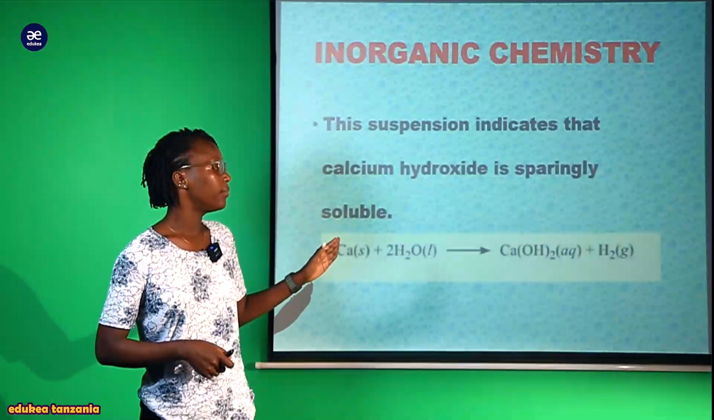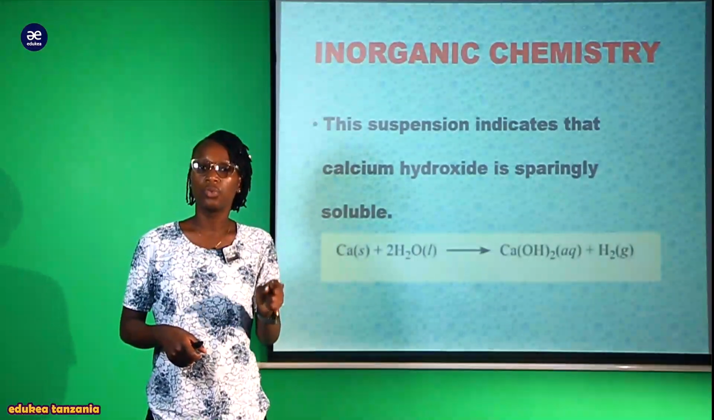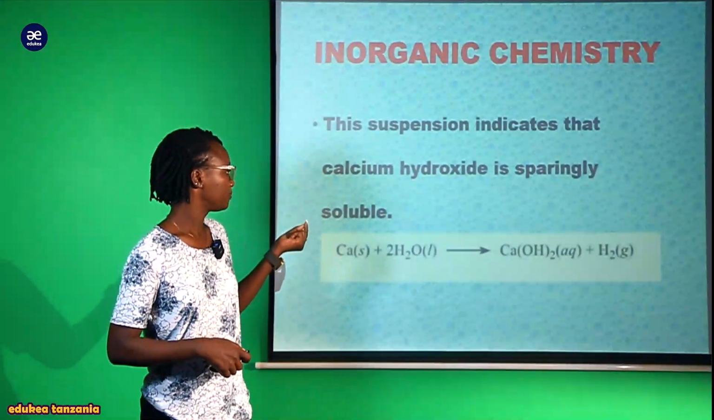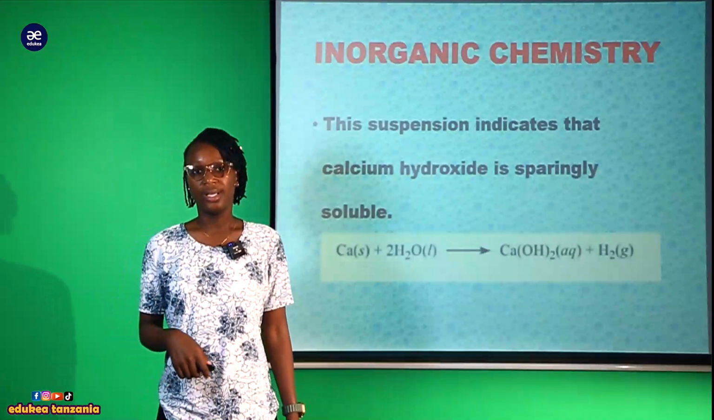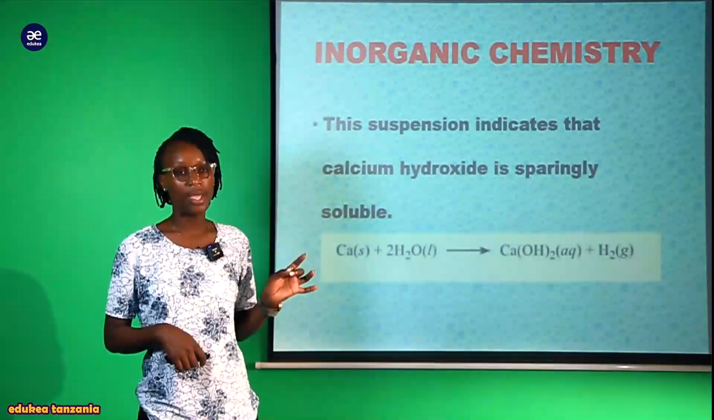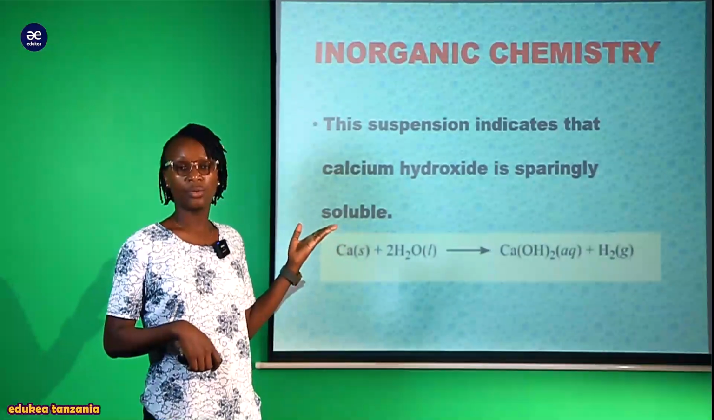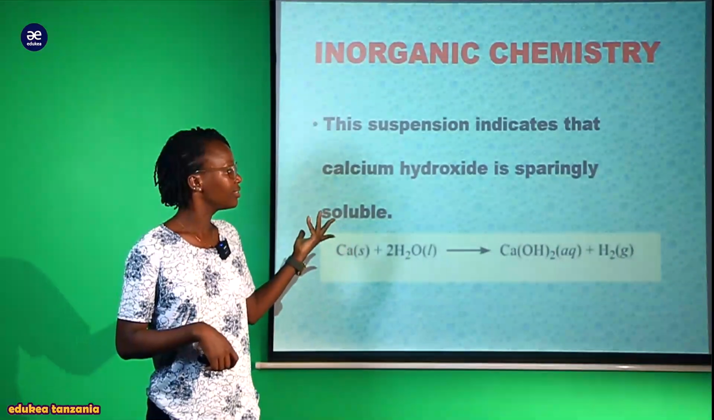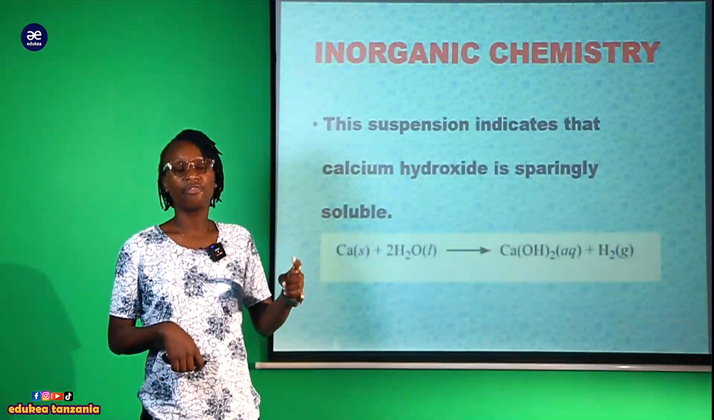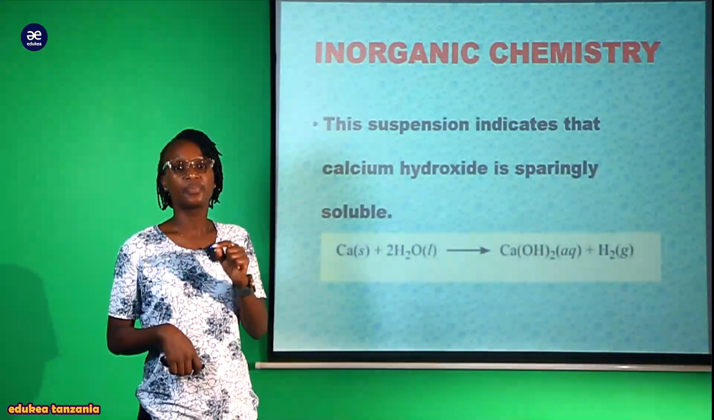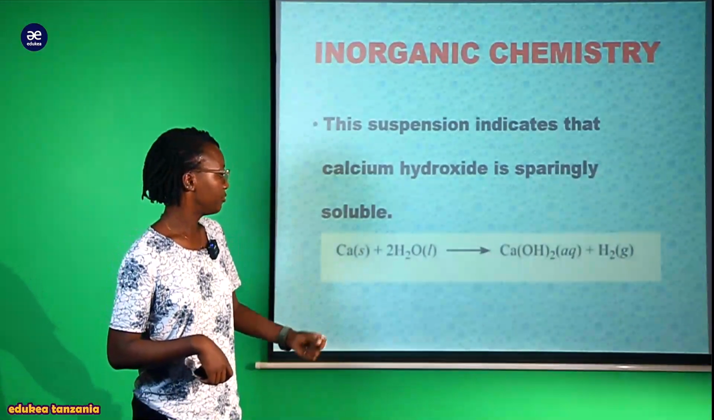So here calcium yeye ana react with water, and the kind of the solubility inatokea ni sparingly soluble. The sparingly soluble, that's the reason. Kwa hiyo ukikutana na hii swali nataka utoe maelezo, don't get confused. That is the simple meaning, kwa sababu calcium it is sparingly soluble in water, therefore that's why the white suspension of calcium hydroxide is formed.